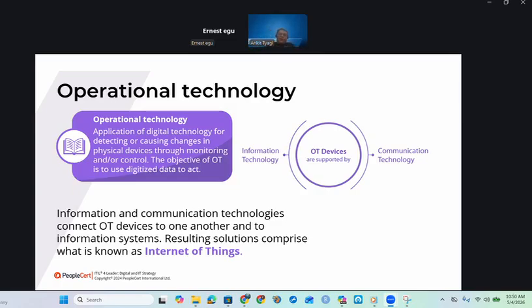Information and communication technologies connect OT devices to one another and to information systems. The resulting solution comprises what is known as the Internet of Things. So like I said, IoT, the Internet of Things, comprises the information technology, the operational technology, and the communication technology collectively working together, which is what we call the Internet of Things.